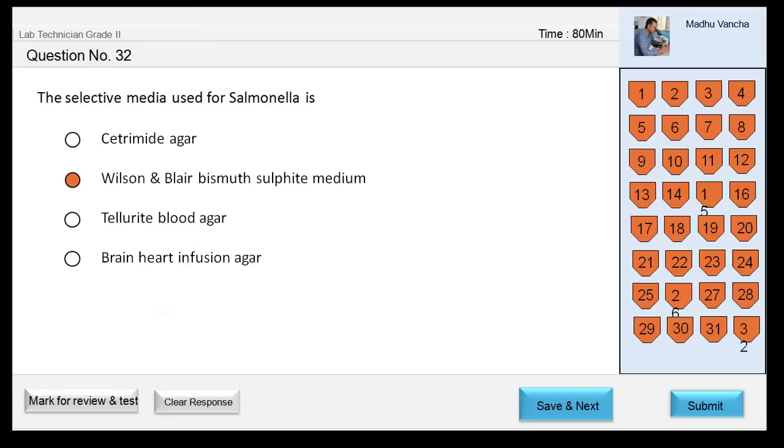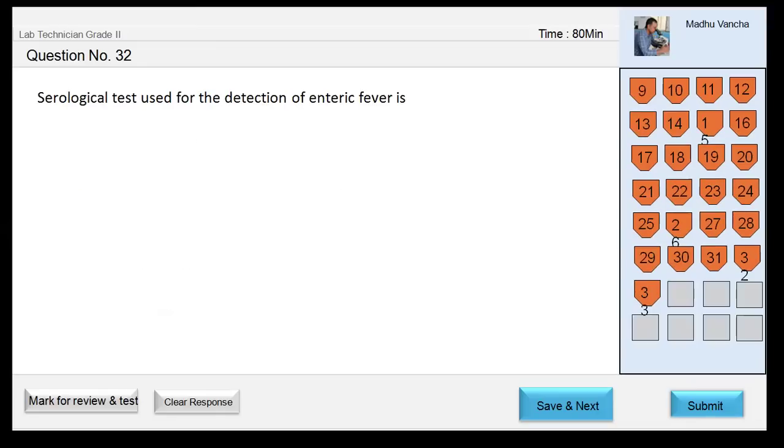So this is a selective media. Selective media is a solid media which has added inhibitory substances. They also suppress the growth of unwanted bacteria and promote the growth of wanted bacteria.